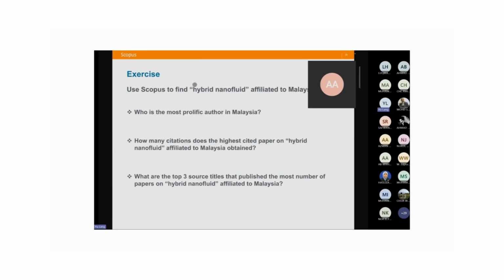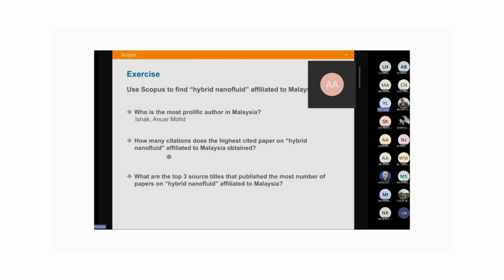Actually, this exercise is only based on one search, which is on the literature on hybrid nanofluid. Okay, this is the keyword, and you notice I have enclosed it with quotation marks, or inverted commas, so I will let you search it as a specific phrase. Then I will let you focus your results on only those affiliated to the country Malaysia. So from these results, you can identify by using analyze results who is the most prolific author.